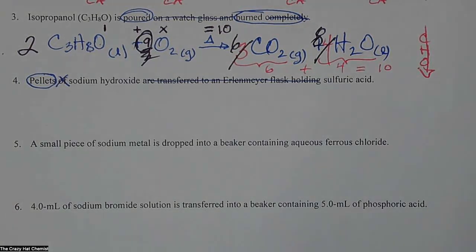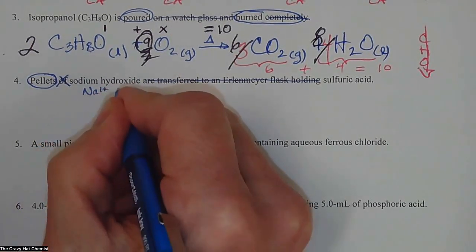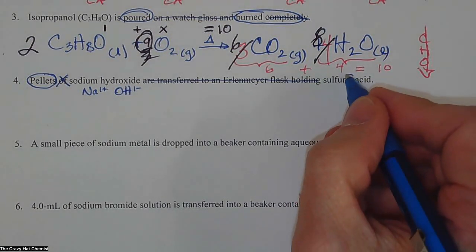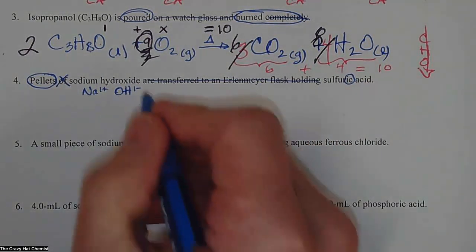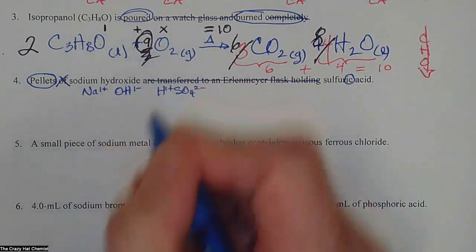So sodium is a group one. It has a 1+ charge. And that is Na1+. Hydroxide is a polyatomic ion. That is a 1- charge on that polyatomic ion right there. Okay. And let's see. Then what we have is sulfuric acid. Sulfuric, if you ate too much, you feel icky. And that's coming from the sulfate ion. So SO4 2 minus, and all acids have hydrogens.